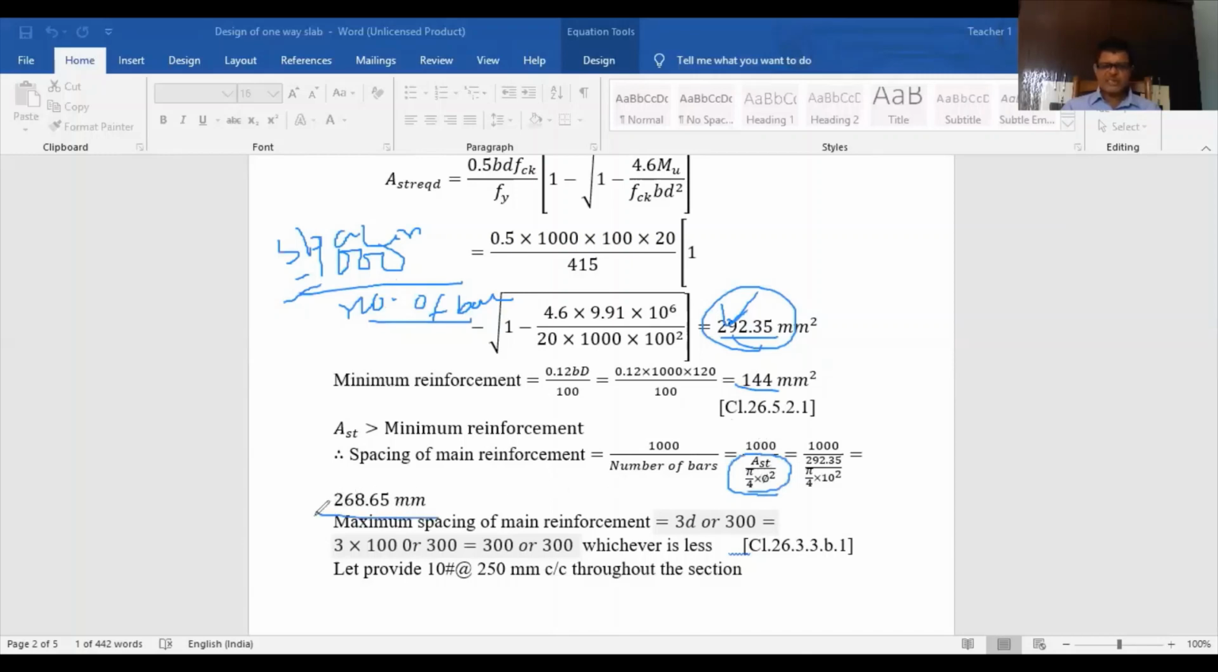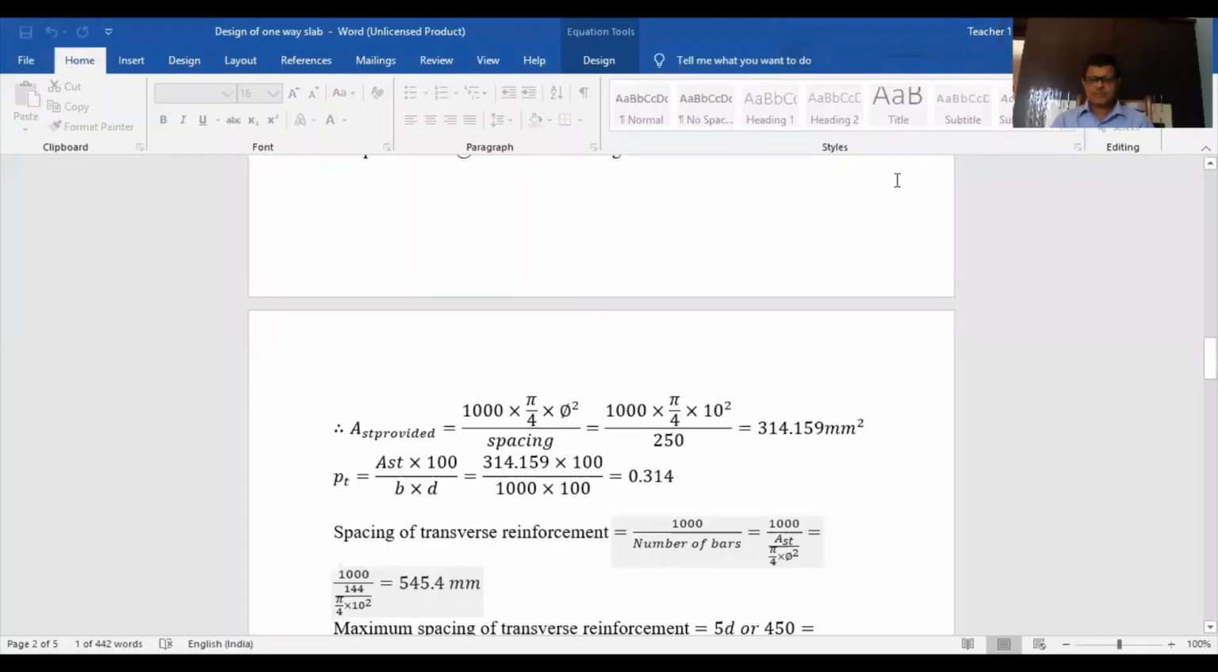The spacing coming from the design is 268. The codal provision is 3D or 300, and 3D means 300, so you can provide less than 268. So it is provided as 10 phi at 250 mm center to center. If you find 8 mm phi bars are required, it will give a different spacing. So we will provide 10 mm phi at 250 center to center for the main reinforcement of this slab.